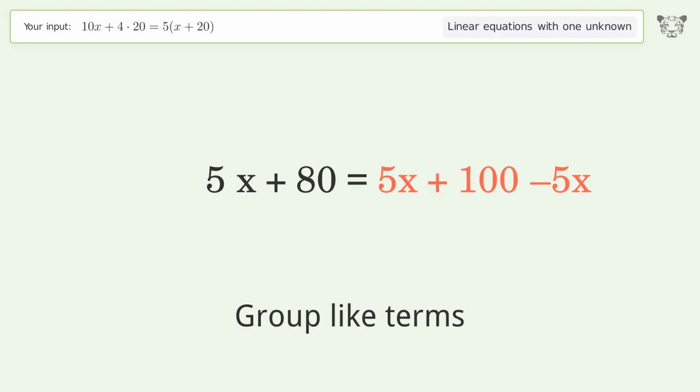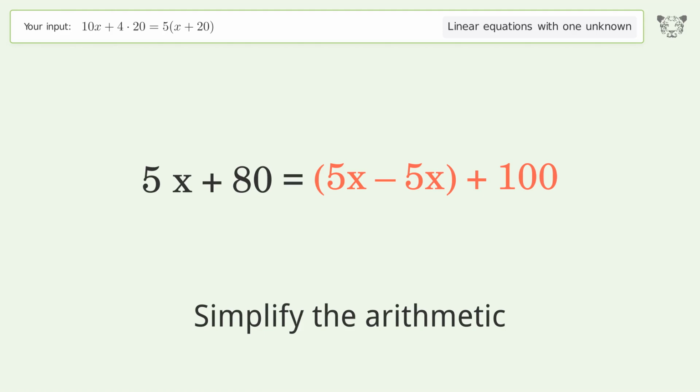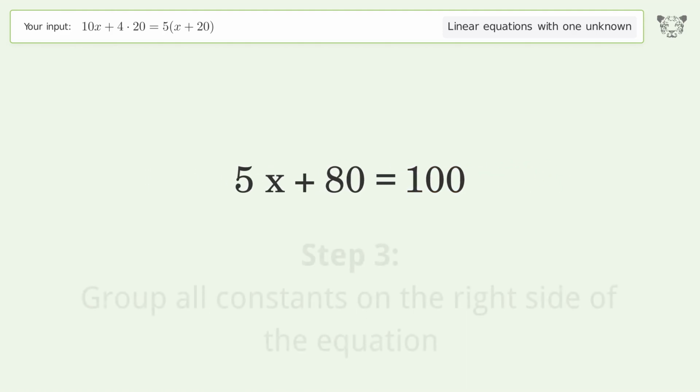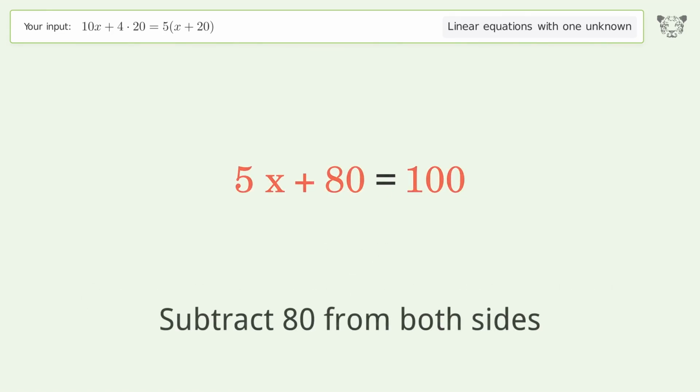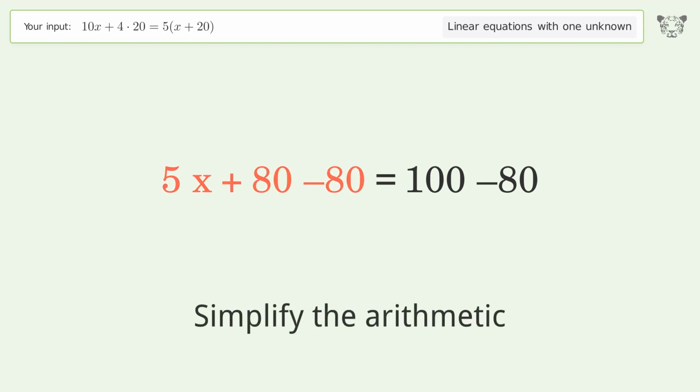Group like terms. Simplify the arithmetic. Group all constants on the right side of the equation. Subtract 80 from both sides. Simplify the arithmetic.